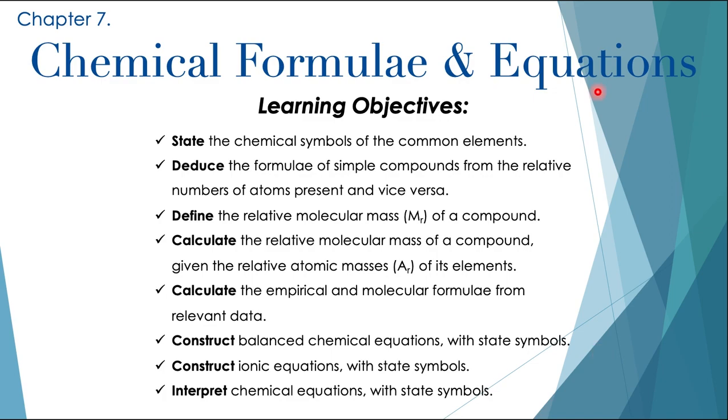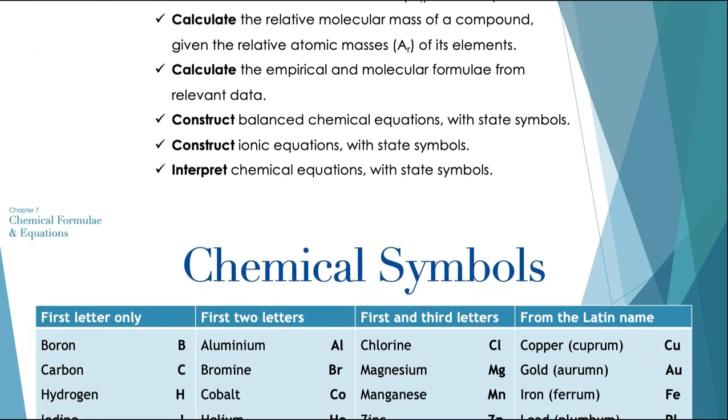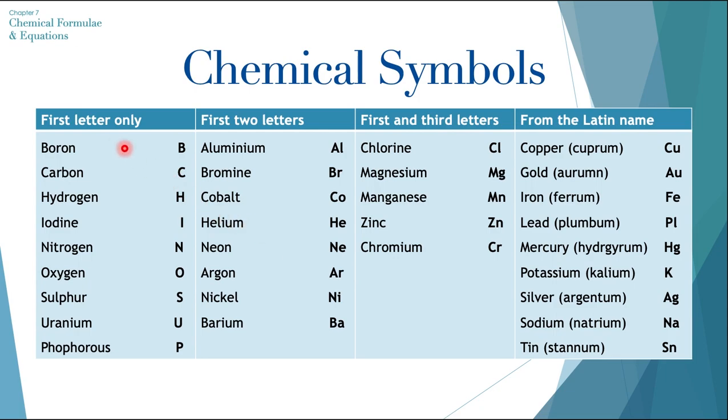So let's start this chapter by first looking at the chemical symbols of some of the common elements from the periodic table. So here is this chart of some of the common elements from the periodic table along with their symbols. In this section we have a first letter only. Like in these elements, their symbols are the first letter of their names.